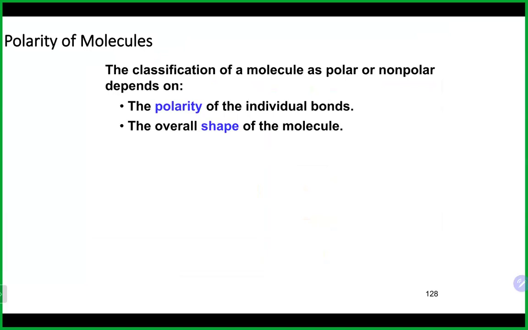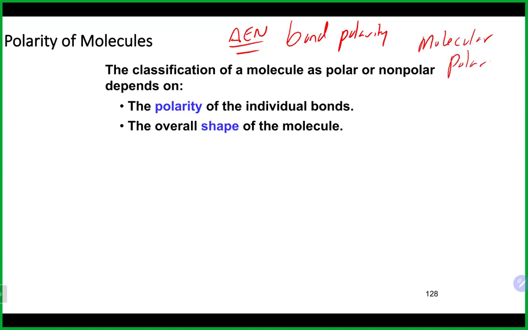All right. The last thing we're going to talk about in this chapter is molecular polarity. Earlier in this chapter, we talked about bond polarity, where we use the difference in electronegativity values. Bond polarity and molecular polarity are in some cases the same, and in other cases, they really are different.